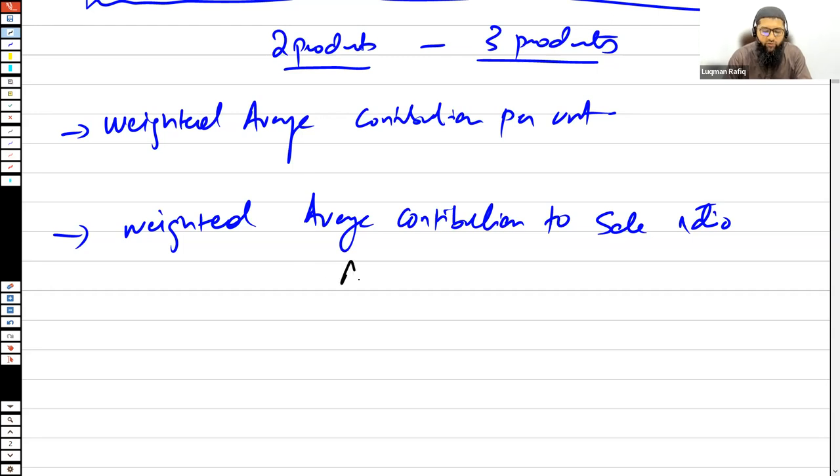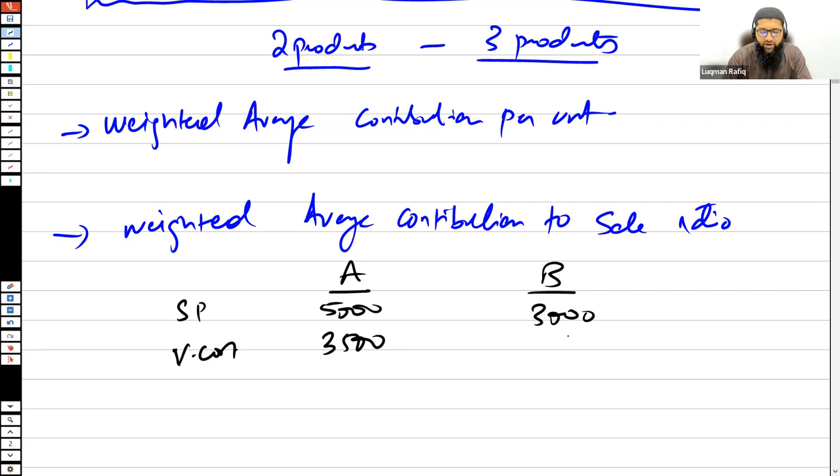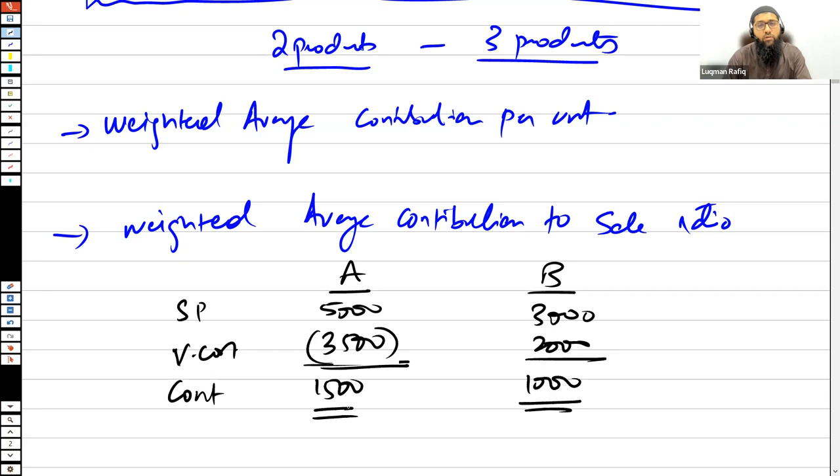Let's say you've got product A and product B. The selling price of product A is 5,000. The selling price of product B is 3,000. The variable cost of product A is, let's say, 3,500, and for product B it is 2,000. Resultingly, the contribution for A is 1,500, and for B it is 1,000.